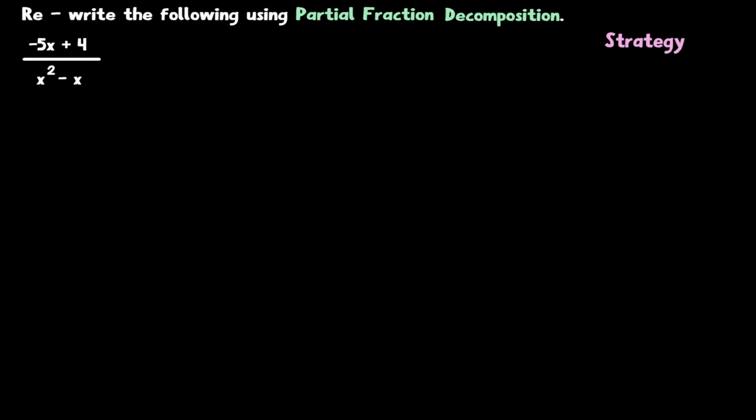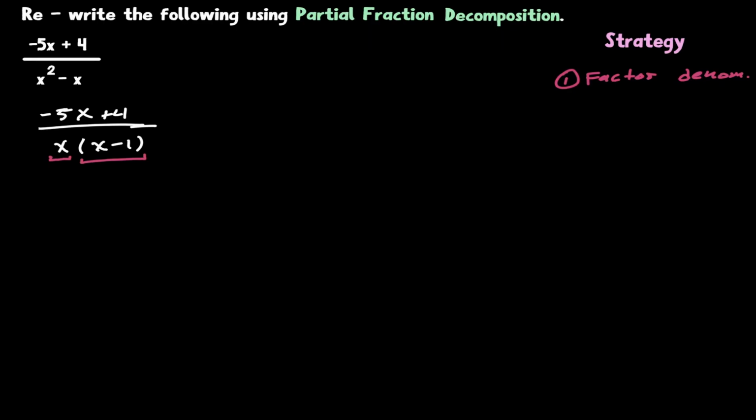The first thing that we are going to do is take a look at the denominator and see, can we factor that expression? The denominator for this example is the expression x squared minus x. So let's factor that out. Notice that these two terms have an x in common. Let's factor out x.